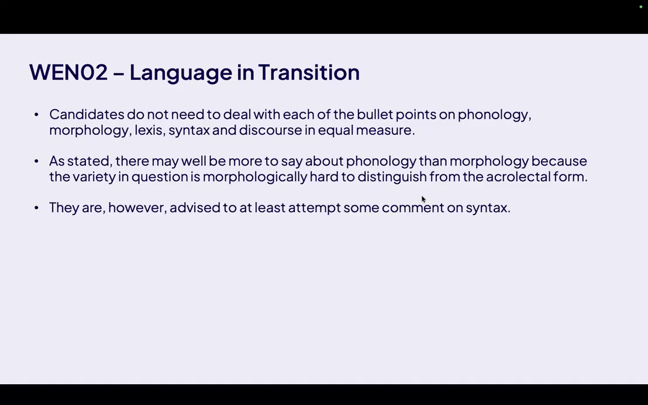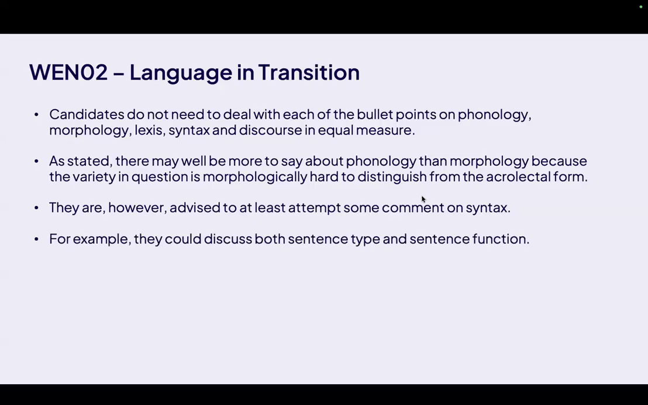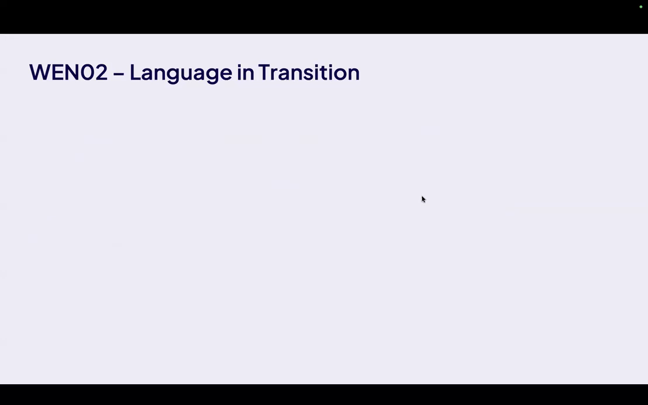They're advised at least to attempt some comment on syntax because syntax is there. The nouns, the verbs, it's all there, so they should comment on something. There are some things that can't be avoided. For example, they could discuss both sentence type and sentence function. Making students aware of this will actually lead to a sigh of relief for them, I'm sure.